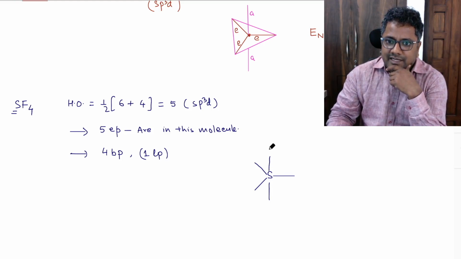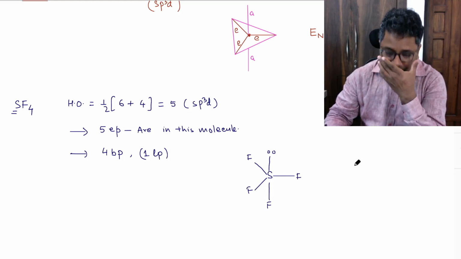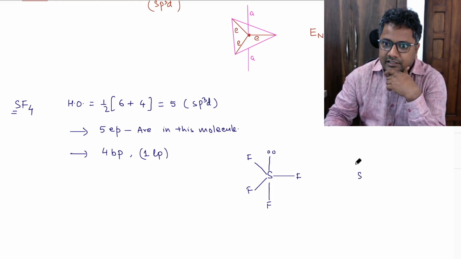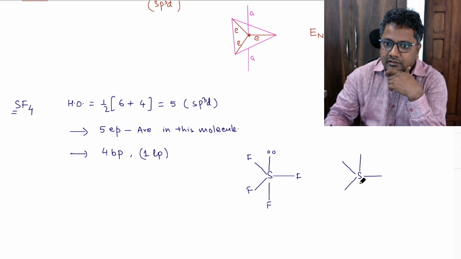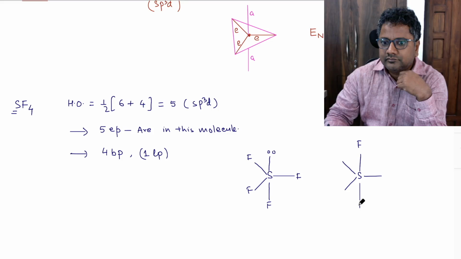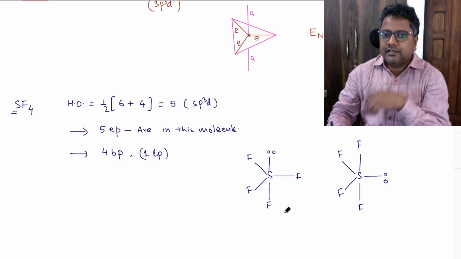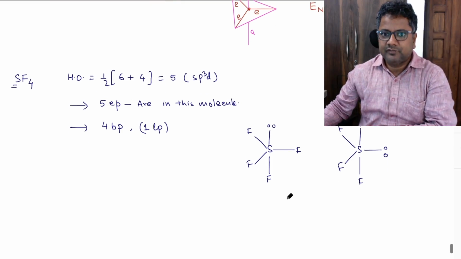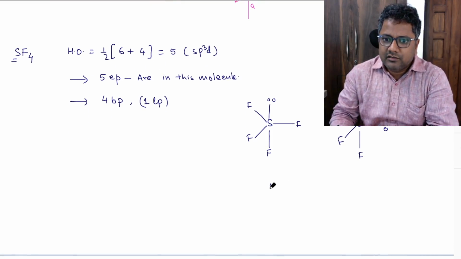One possibility is that the lone pair is at one of the axial positions and all others are bond pairs. Similarly, the other possibility is that... See, there are two structures possible here, right? Structure 1 and structure 2.